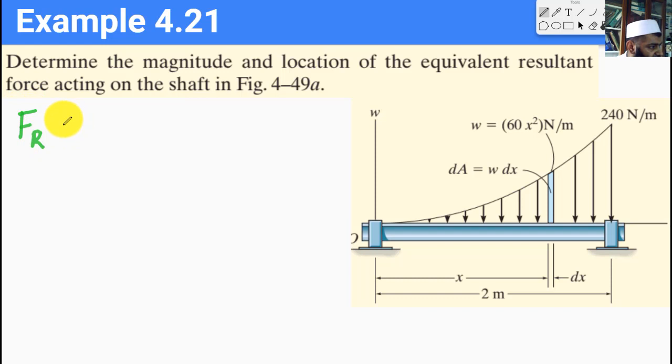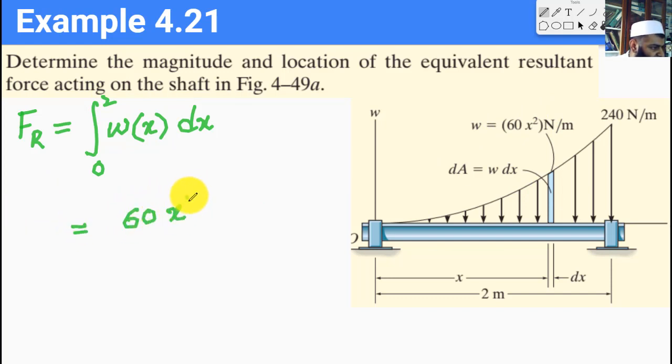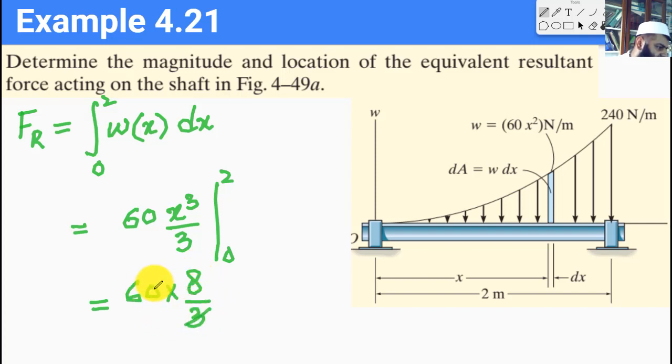We know that the resultant force magnitude is simply given by Fr equals the integral of w(x) dx, and our limits are from 0 to 2, and w(x) is just 60x squared, so this integral simply becomes 60x cubed divided by 3, and then we have to put the limits from 0 to 2, and this simply gives us 60 times 8 divided by 3, so we get 20 times 8, and so that becomes 160 Newton.